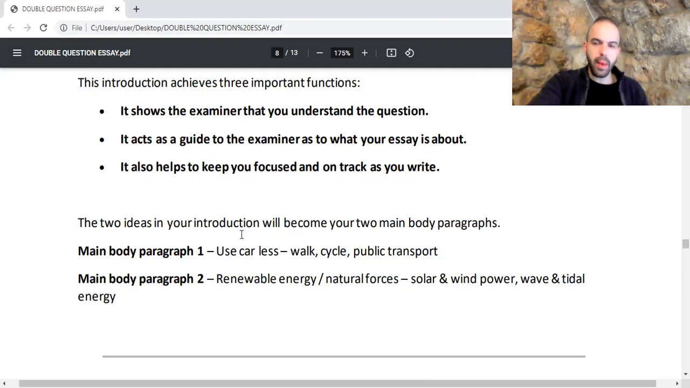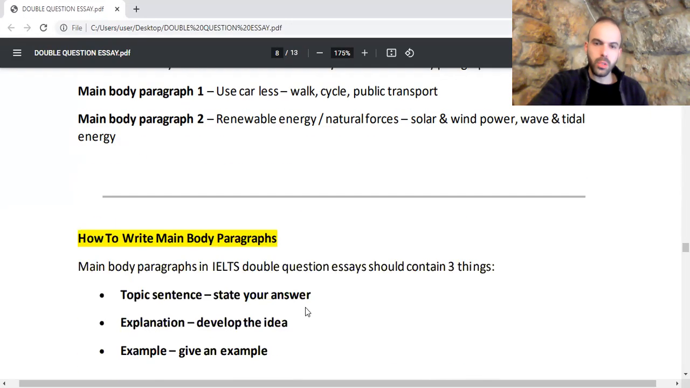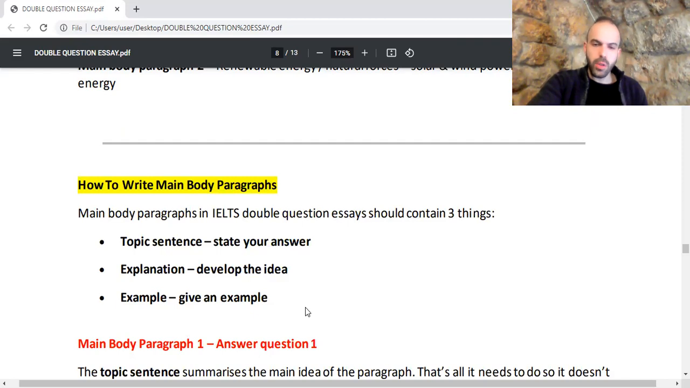So the first main body paragraph will be about using cars less: walk, cycle, public transport. And main body paragraph two will be about renewable energy, natural forces, which are solar and wind power, wave and tidal energy. So now let's start with the first main body paragraph.